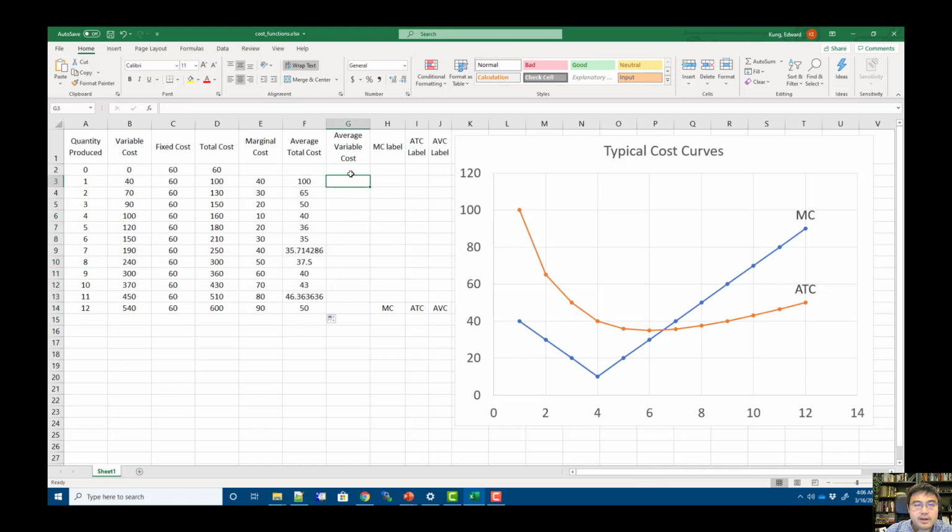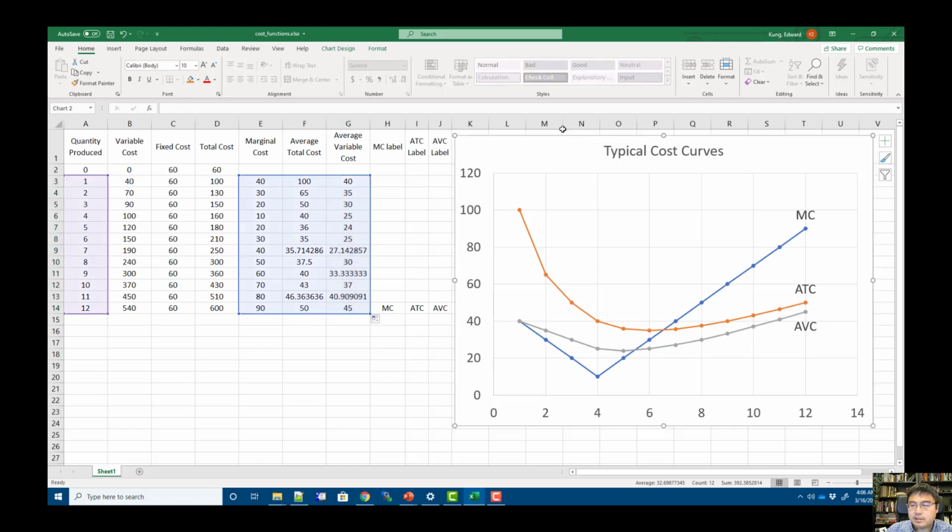And finally, let's do average variable cost, which is variable cost divided by quantity. So variable cost divided by quantity. Okay, so there's our average variable cost. Okay, and so this is what the cost curves for a typical firm are going to look like. And this Excel spreadsheet has also been uploaded to Canvas in case you want to play around with it.